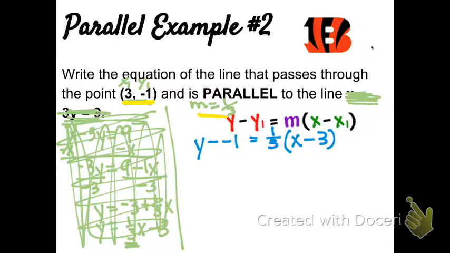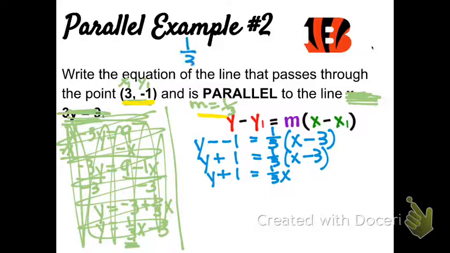Now minus a negative is the same as adding, so I'm going to just change that to y plus 1 equals 1/3 times x minus 3. Now at this point, to solve for y, I just need to distribute. So this is y plus 1 equals 1/3 x, and then 1/3 times -3. Remember, when you're multiplying fractions, you want to change this 3 to a fraction as well, which is just 3/1, and then multiply across. So this is 3/3, which is the same as 1.